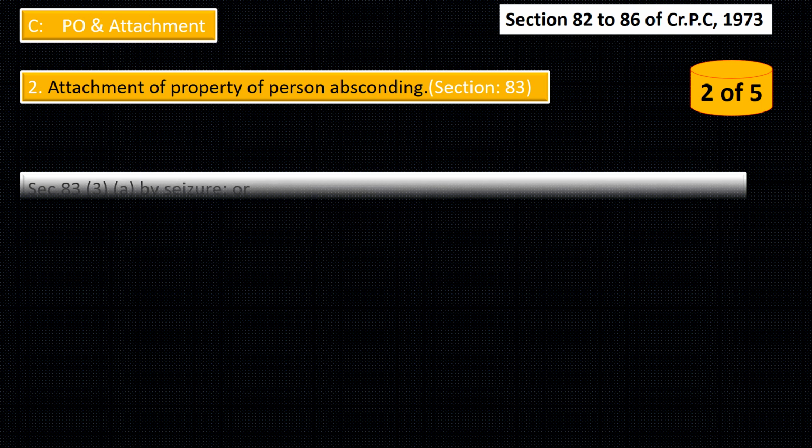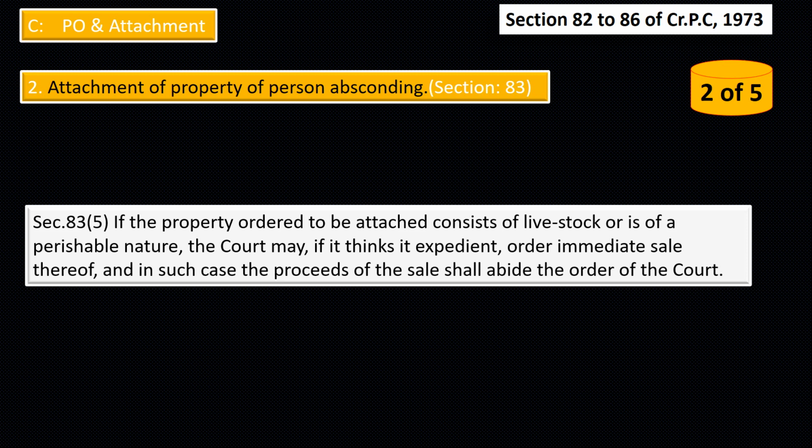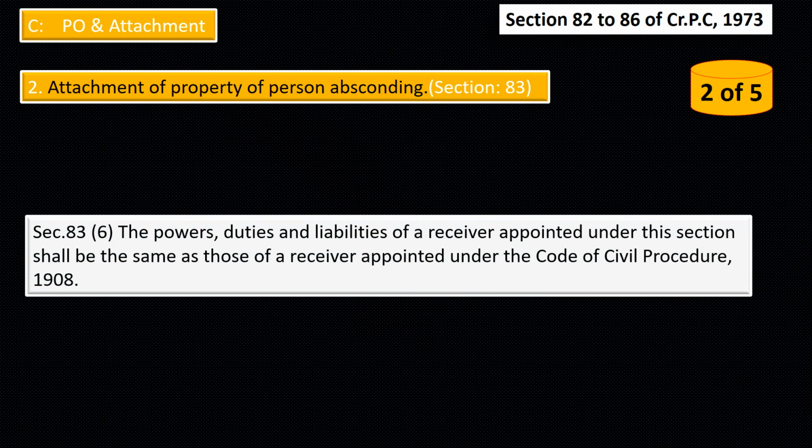Subsection 5 of section 83 says that if the property ordered to be attached consists of livestock or is of perishable nature, what is the court going to do then? The court may, if it thinks fit or expedient, order immediate sale thereof, and in such cases the proceeds of the sale shall abide the order of the court. Next is subsection 6 of section 83: the powers, duties, and liabilities of a receiver appointed under this section shall be the same as those of a receiver appointed under the Civil Procedure Code 1908.